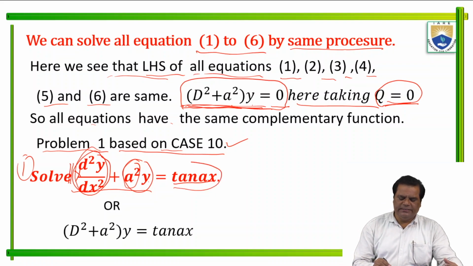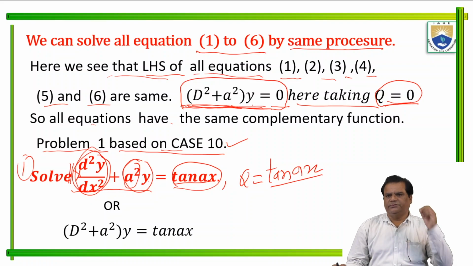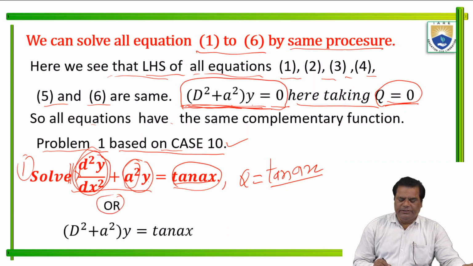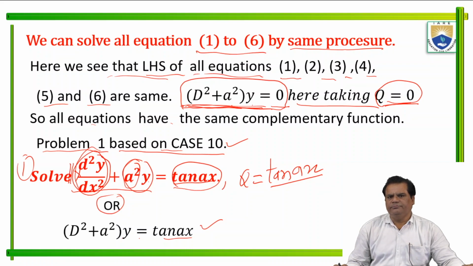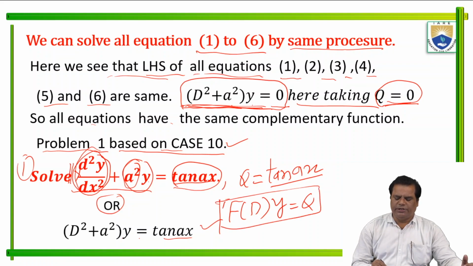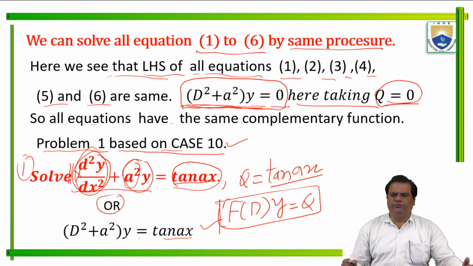But in the right hand side there is some function, f(x), some function of x. That is Q. Q is given here as 10ax in our question. Or this equation can be written in this form: (D square plus a square) y equal to 10ax. Because the general form of our equation is given as f(D) y is equal to Q. This is the general form of the equation.